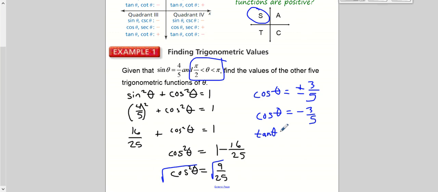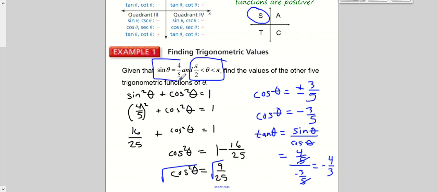Tangent theta is sine over cosine. So sine was 4/5. Cosine is -3/5. They both have 5s on the bottom, so when you multiply by 5 over 5, those 5s cancel out. Tangent of theta equals -4/3.